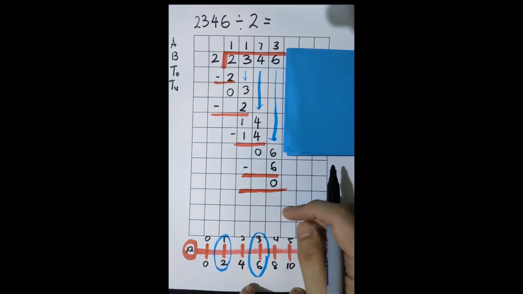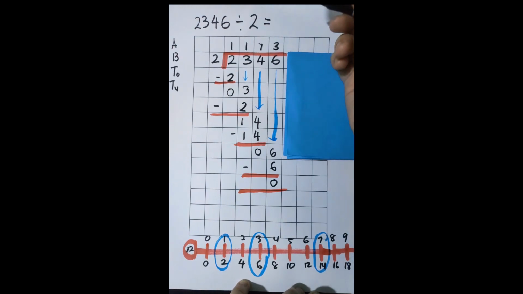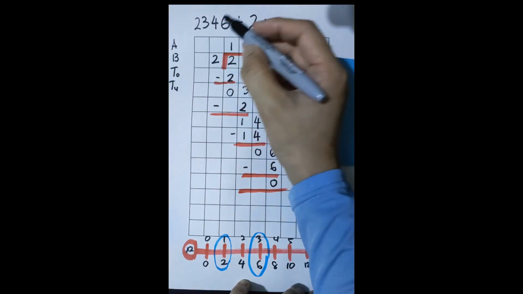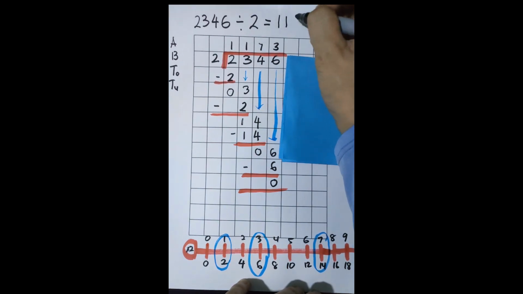So which one is your answer? The number on the top is your answer. So 2,346 divided by 2 is 1,173.